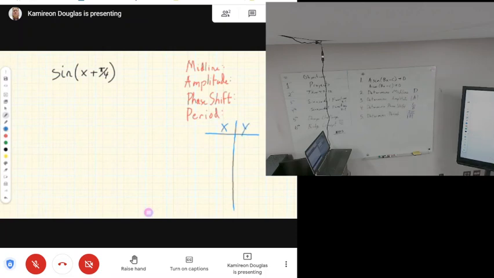Okay. Midline. X-axis, or 0. Amplitude, 1. Beautiful. Pi over 4, negative pi over 4. Remember, the formula is bx minus c, so if it's plus, it becomes a negative. Negative pi over 4, which tells me this is going to go left pi over 4. And the period? 2 pi.